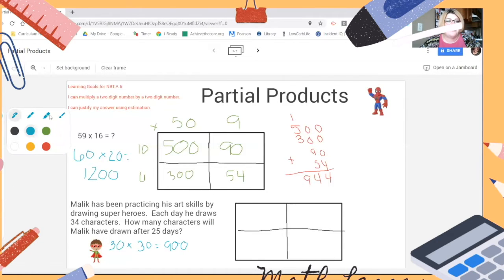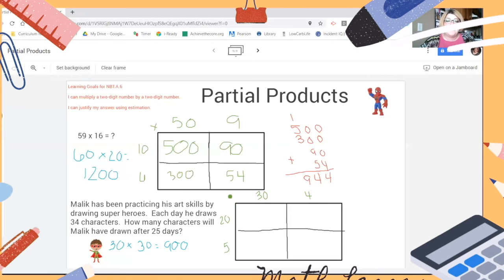So we're going to take our 34, and we want to break that apart into place value. 3 tens, 4 ones. 3 tens is equivalent to 30. And then our 4 ones. 30 and 4 is 34. And then we're going to break apart our 25 days. He has 2 tens and 5 ones. So therefore he has 2 tens is 20 and 5 ones.